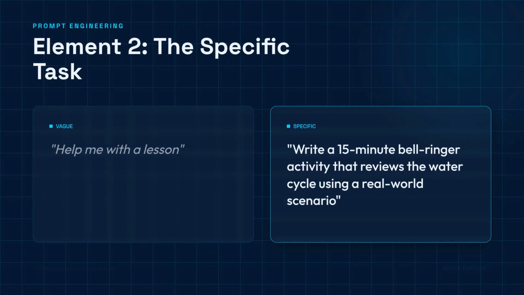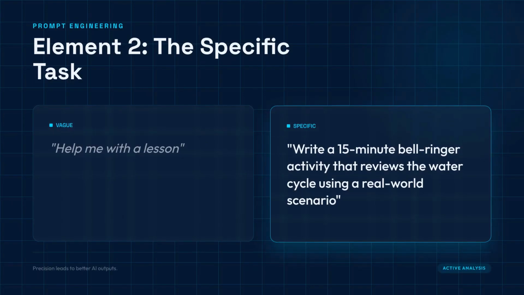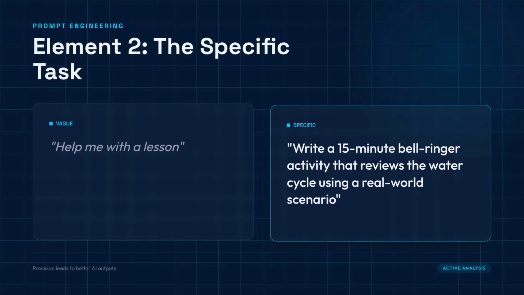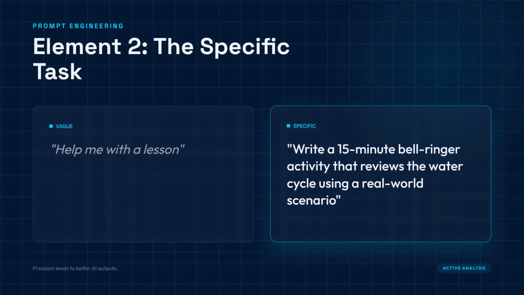Number 2, the specific task. Vague verbs get vague results. "Help me with a lesson" is vague. "Write a 15-minute bell ringer activity that reviews the water cycle using a real-world scenario" is specific. The more precisely you describe the actual deliverable, length, format, quantity, the closer the first draft lands to something you can actually use.